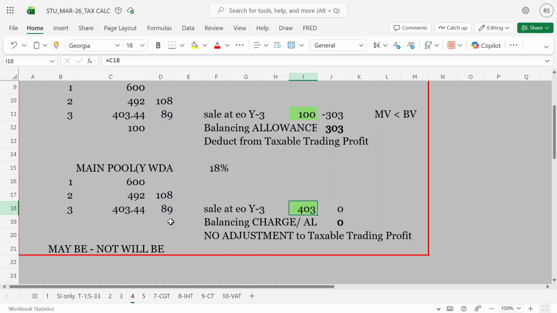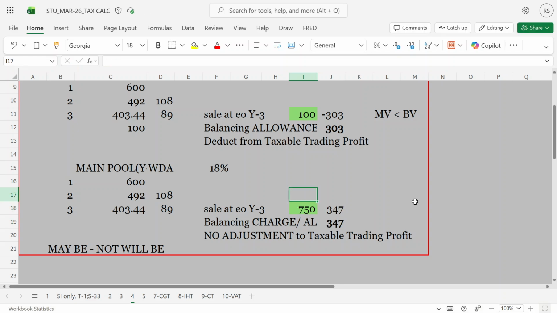We can give a higher figure. Where is C18? C18 is here. I don't have to make it equal to C18 because here I've given 100. Let me enter this. Let's make it something big, 750. Now you understand what is a balancing charge.